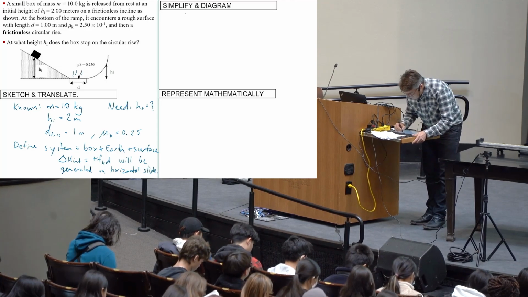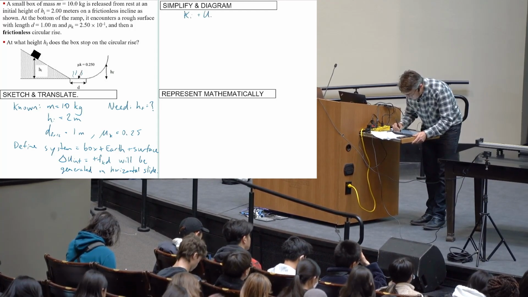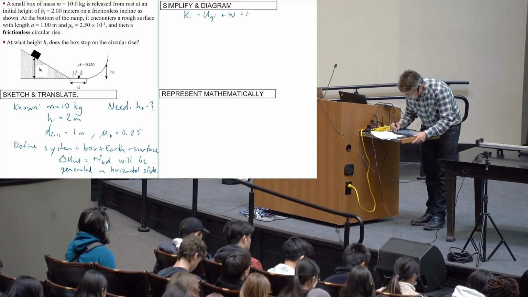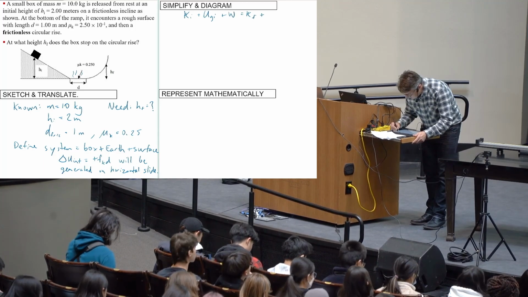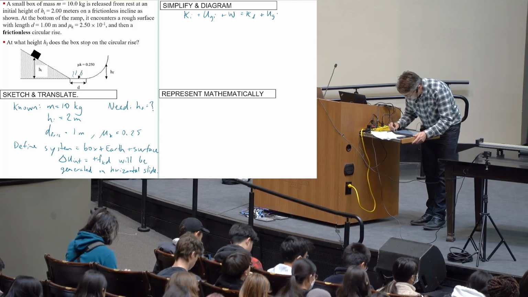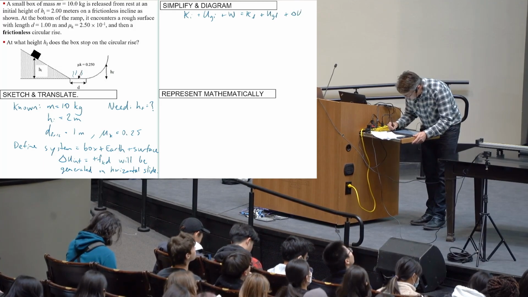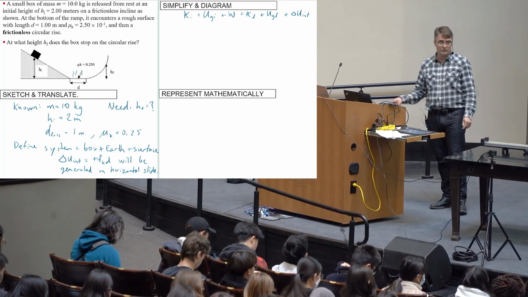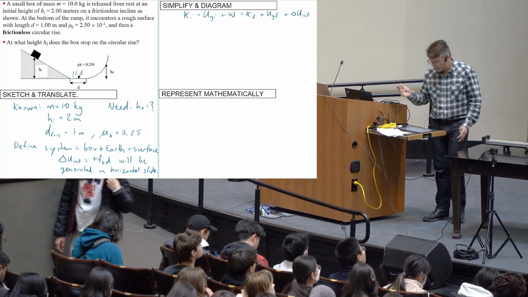Okay, so K initial plus U_G initial plus external work equals K final plus U_G final plus delta U internal. That's our conservation of energy equation. We've got the external work, which is going to be 0, I guess.